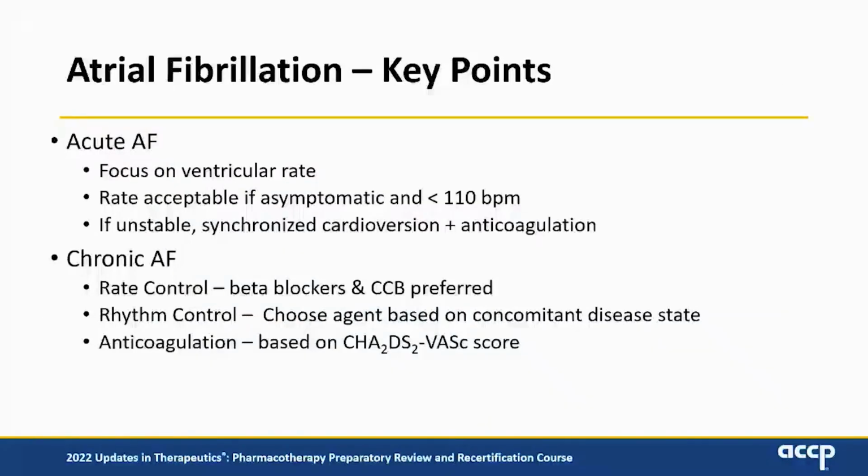Key points, key takeaways. If your patient's in acute AFib, you're really at that moment just focusing on their ventricular rate. You're considering it acceptable if we can get it less than 110 and they're asymptomatic. And if they're unstable, they might require synchronized cardioversion and anticoagulation.